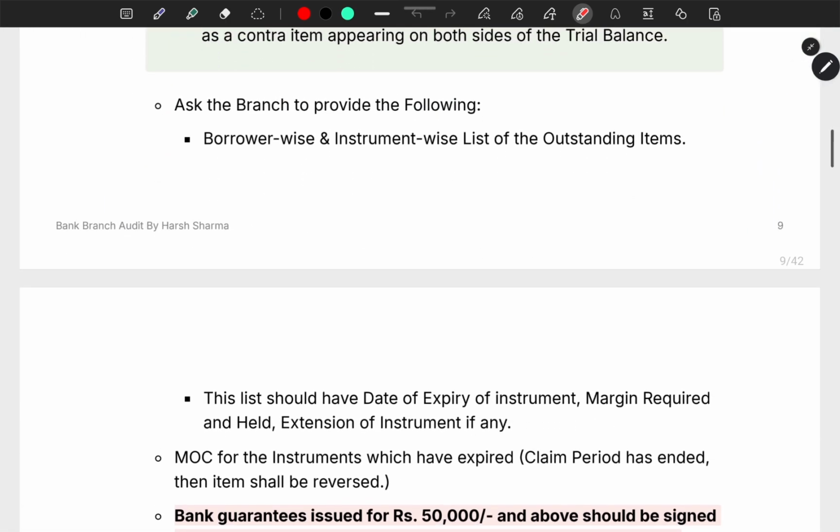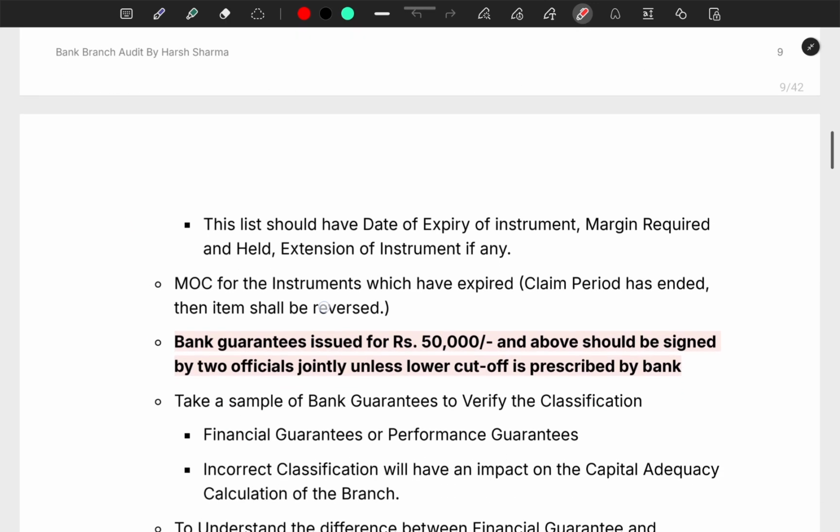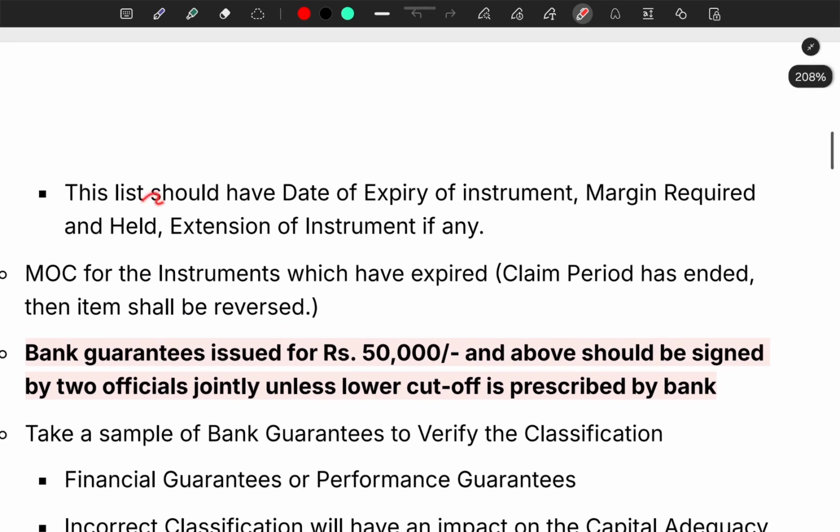Again, let's move forward. What you should do is first ask the branch for a borrower-wise and instrument-wise list of outstanding items. You should ask the branch, please provide me the list of non-fund-based borrowings, borrower-wise. This list should have the date of expiry, which is very important. The margin required and held. There should be sufficient margin held for all these products. And if there has been any extension of the instrument.